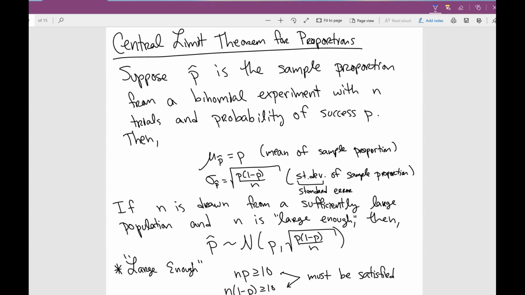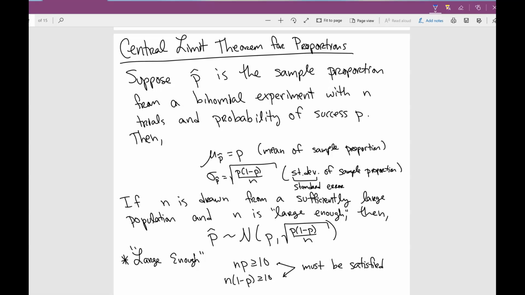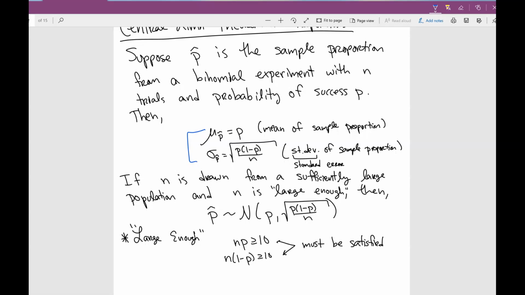If you want, pause the video, because this is going to be really, really important. It says that suppose p hat is a sample proportion from a binomial experiment with n trials and probability of success p. Then the mean of the sample proportion is just p, and the standard deviation of the sample proportion is just this, which is what we just said. If the sample is drawn from a sufficiently large population and n is large enough, then p hat follows a normal distribution with a mean of p and a standard deviation of the square root of p(1 minus p) divided by n. This is basically just the normal distribution formula, like filling in the blank, as we did in the previous videos.